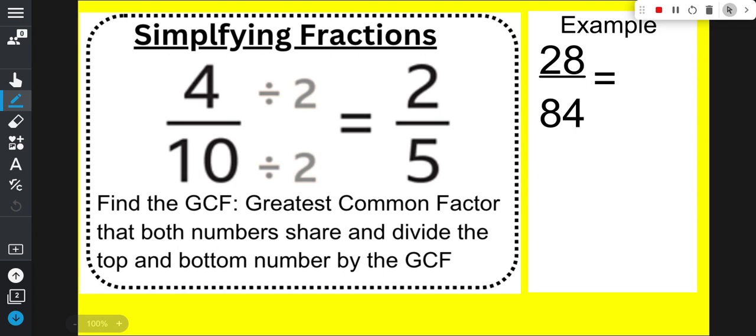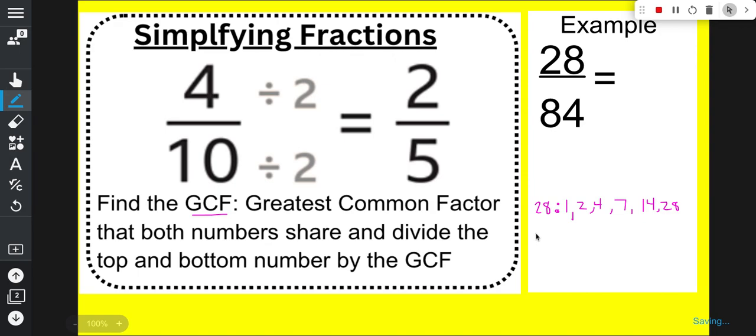Remember, we've done this for a while now. Simplifying fractions is where we want to find the GCF, the greatest common factor, that both numbers share, so that we can divide the top and the bottom number by the GCF. So if I start with 28, and I start finding all the factors of 28, I have 1 and 28. I have 2 and 14. I have 4 and 7. And those are all my factors of 28.